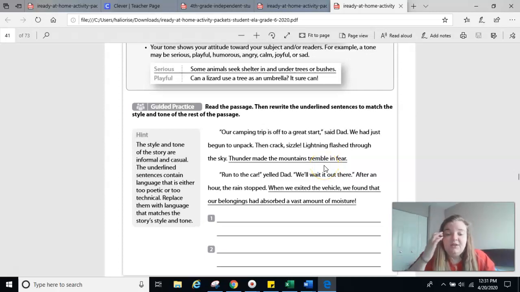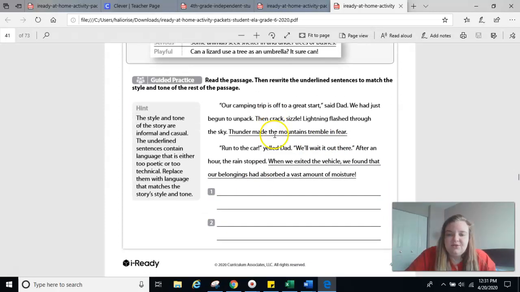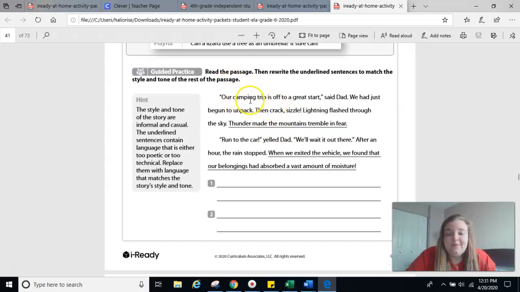So here's sentence 1, here's sentence 2. There are, I am very positive, several ways that you could rewrite the sentence, but we want to match it to, we're on a camping trip with our dad, right? We see this, then crack, sizzle, lightning flashed through the sky. So what would we say next about thunder and maybe mountains? So the thunder made the mountains shake, or the mountains shook after the thunder, something along those lines. So that would work.